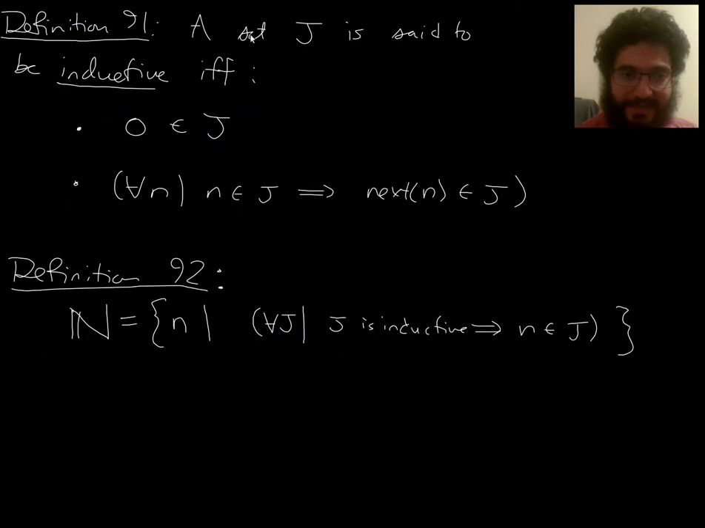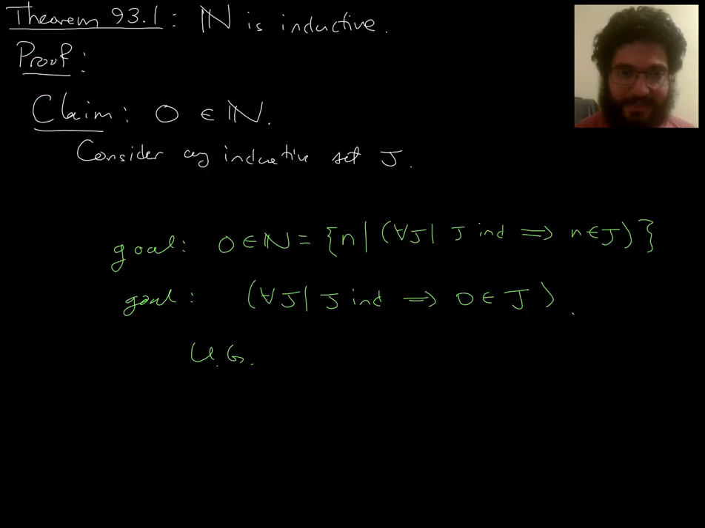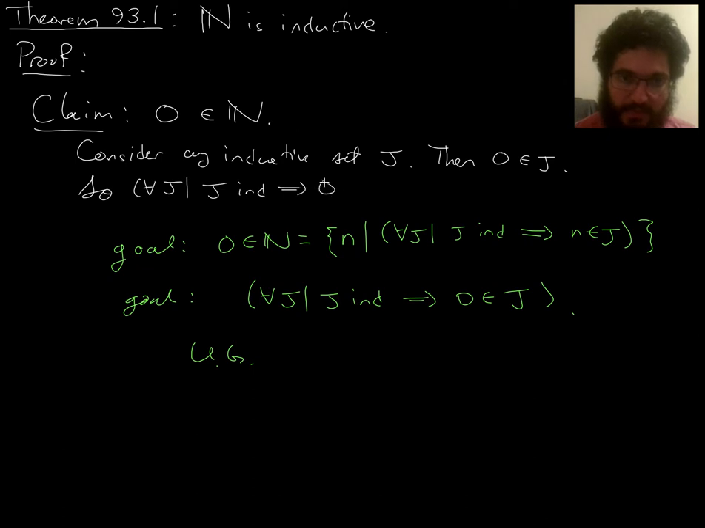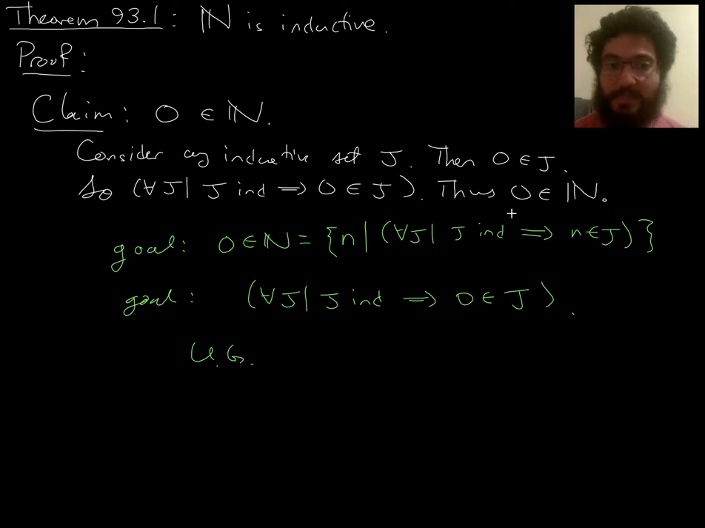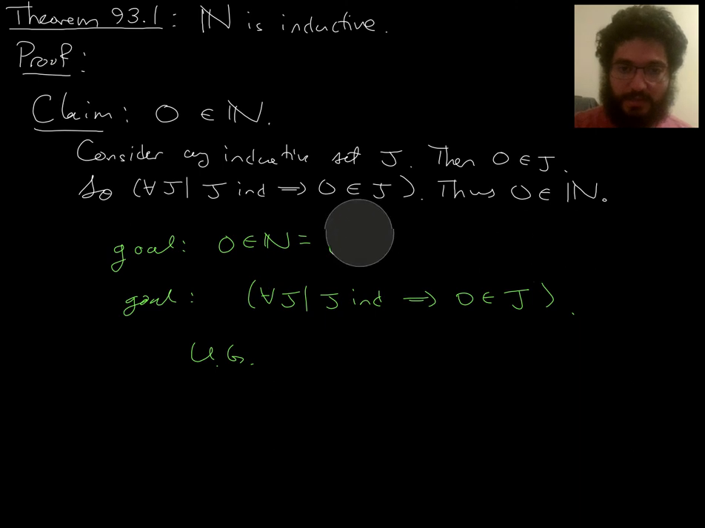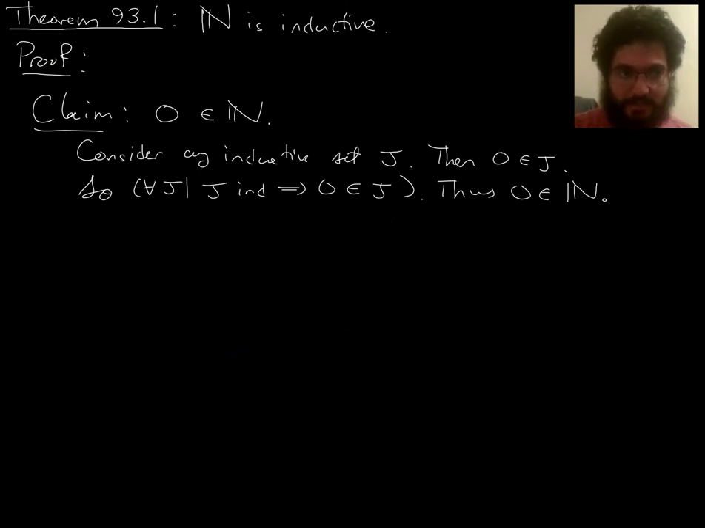But I'm already done, basically. Look, to be inductive, 0 must be in j, right? That is the definition. Then 0 is in j. So, now completing the universal generalization, for all j, if j is inductive, then 0 is in j. Thus, 0 is in the set of natural numbers, which is the set of things that have this property, right? The set of things that are in every inductive set. Great. That took a lot less space than I thought, honestly.